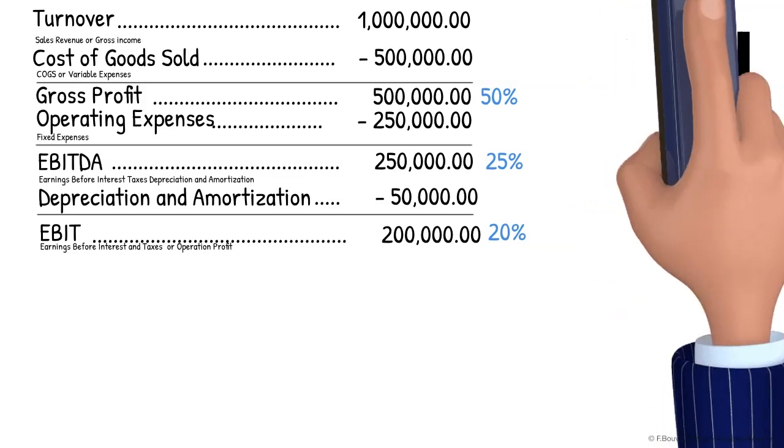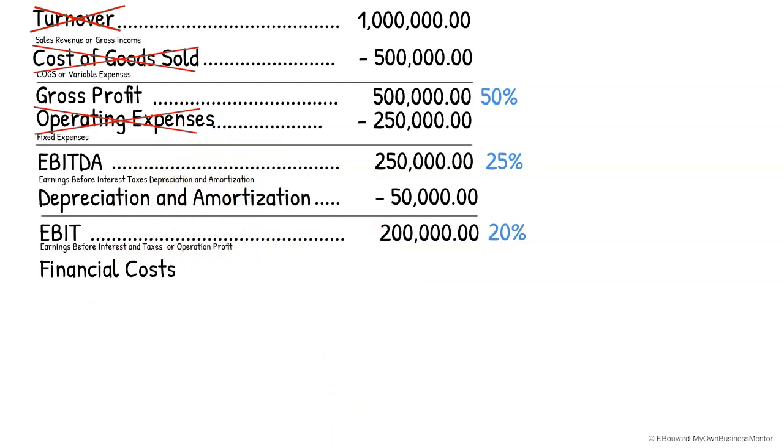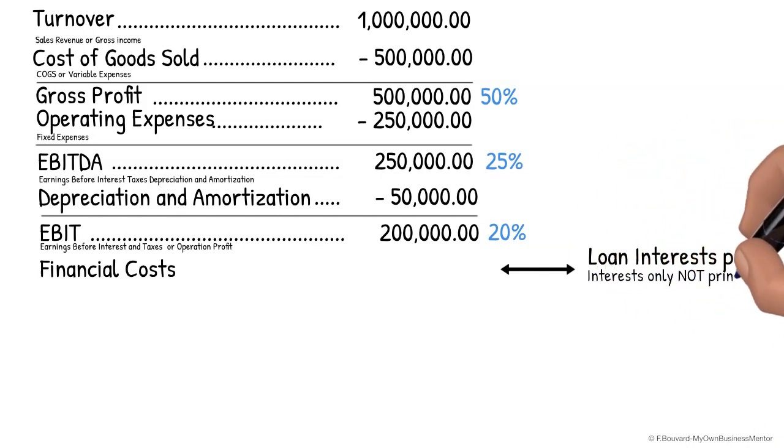The next step involves accounting for costs and revenues not related to the company's core business activities. These are excluded from turnover and operational expenses, as they are peripheral operations, meaning they don't pertain to the main activities of the company. This includes the financial costs. Financial costs primarily consist of interest payments on loans. Only the interest part counts as an expense in the P&L statement, not the principal repayment.